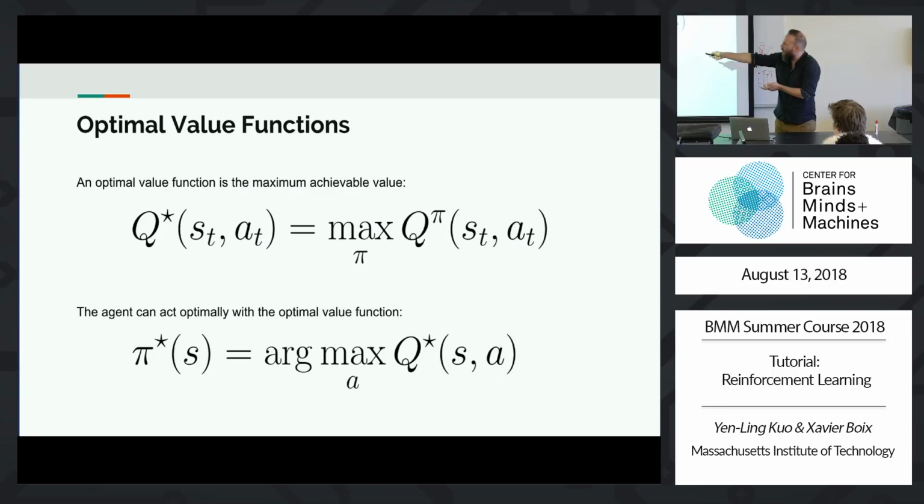So that's essentially the maximum achievable value, right? If you have the best policy overall, that's the maximum achievable value you can have, right? And this policy, pi star, essentially is going to be based on picking the action that maximizes Q star, right? So at every time step, if we are able to estimate this, we're going to take the action that maximizes Q star.